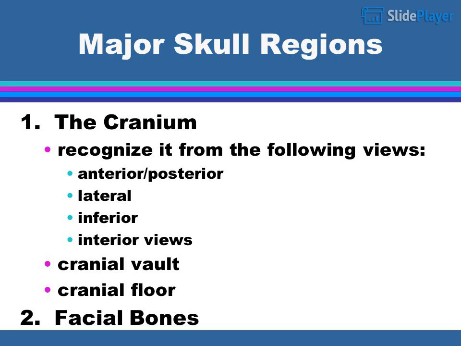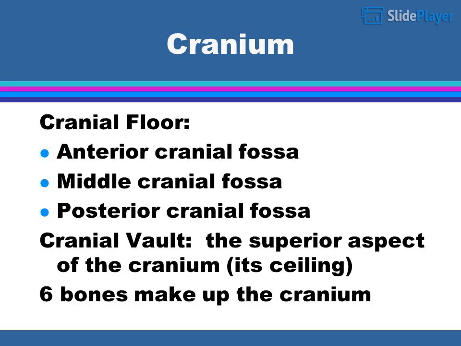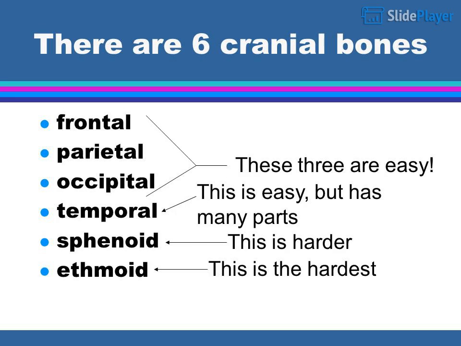Cranium: cranial floor, anterior cranial fossa, middle cranial fossa, posterior cranial fossa. Cranial vault, the superior aspect of the cranium, its ceiling. 6 bones make up the cranium. There are 6 cranial bones: frontal, parietal, occipital, temporal, sphenoid, ethmoid.